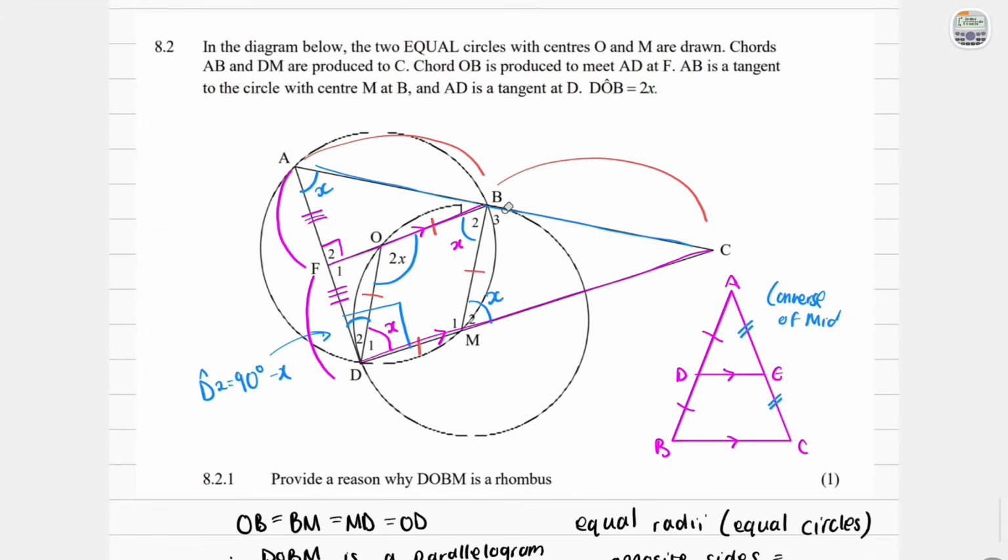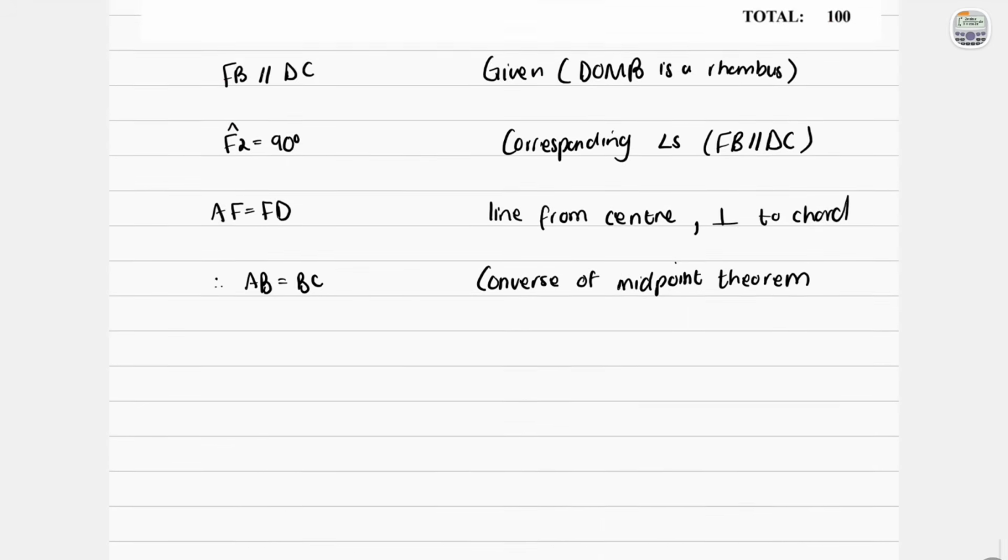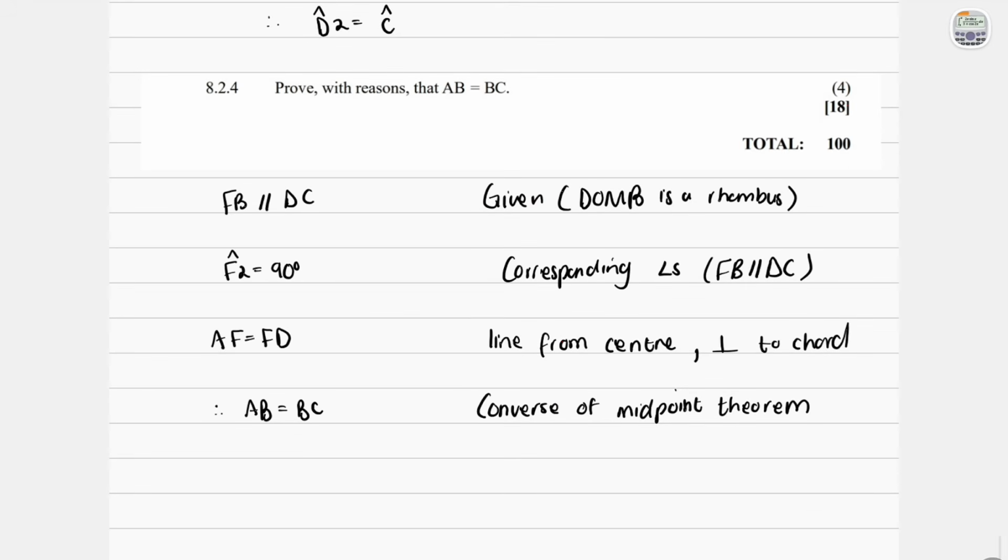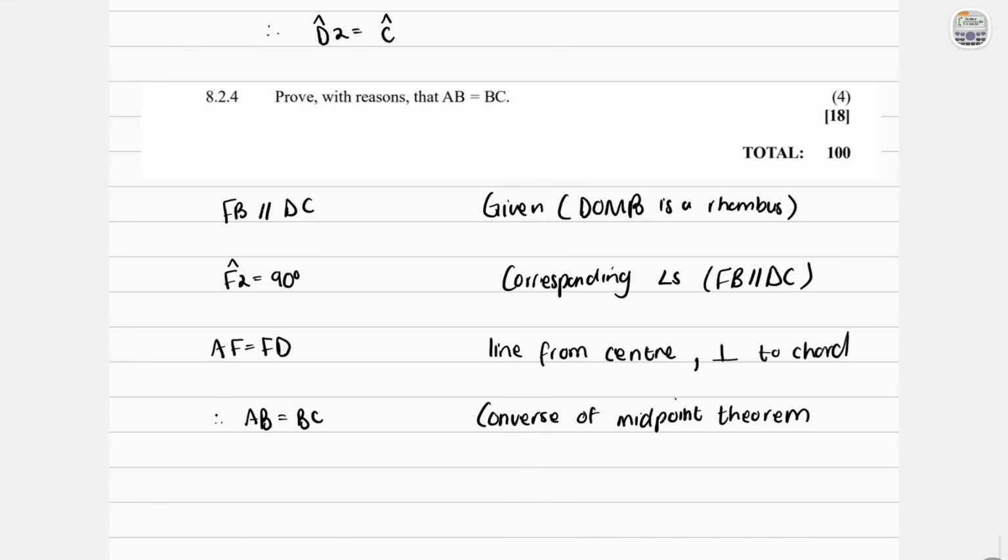So you can see that those two are equal because we had this being equal to this and the lines being parallel. Therefore, AB is equal to BC, and additionally, DC is twice the size of FB, using the converse of the midpoint theorem. So just make sure you know the difference between the midpoint theorem and its converse, and that should be fine. So that is it for question 8.2.4, and that is it for question 8.